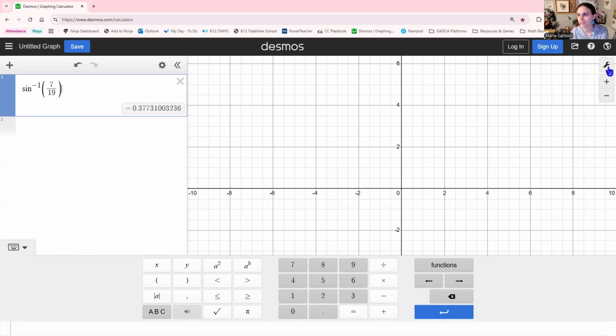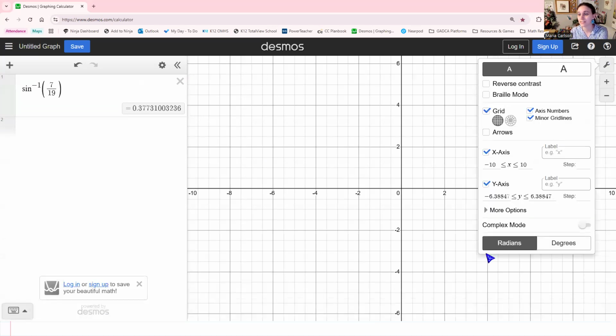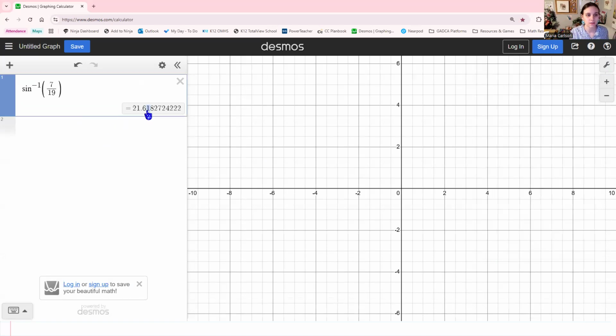So I'm going to go over in the settings over here, and it's set to radians right now. So I need this to be in degrees. So degrees tells me the inverse sine of 7 over 19 is 21.6182. We are asked to round to the nearest hundredth. So looking at what comes after the 1, right? 61 would be in the hundredths. The 8 after in the thousands place does cause us to round up to 21.62.